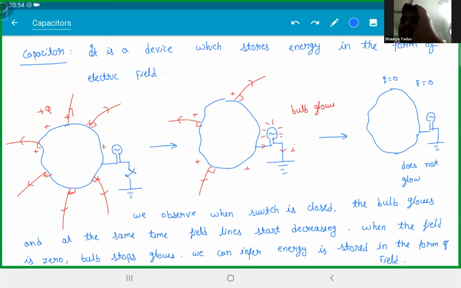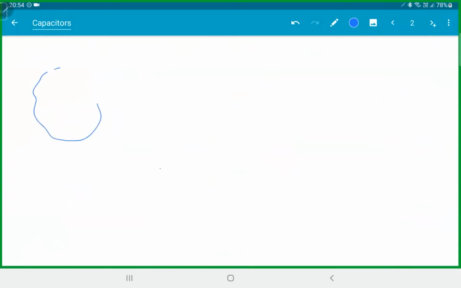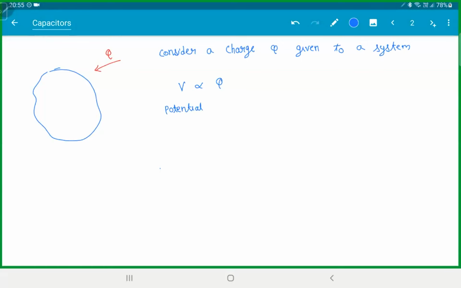It means energy flows from that conductor to the bulb. Then, if you have a body here, and let's say you give charge Q to the system, we can say the potential V is proportional to the charge. So if I give more charge to a conductor, won't I get more potential? KQ by R types. This is the potential of the conductor. So the proportionality constant: Q is equal to CV. So C is equal to Q by V. This is your first formula.